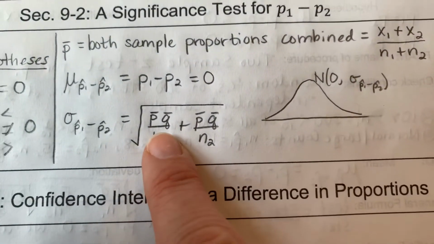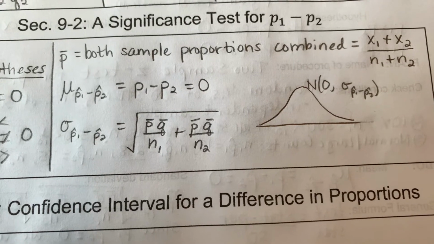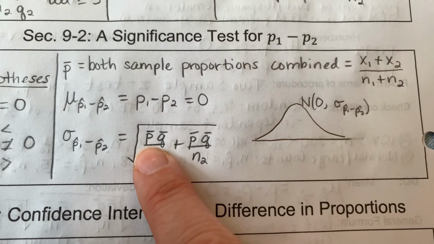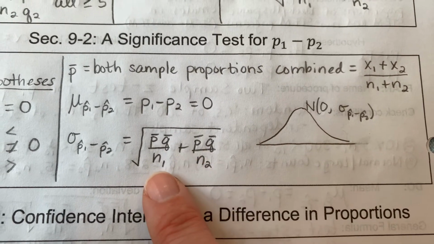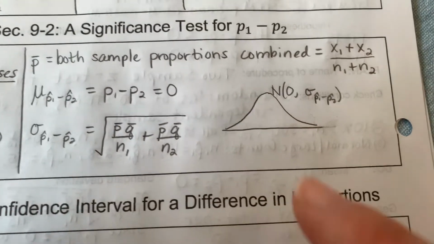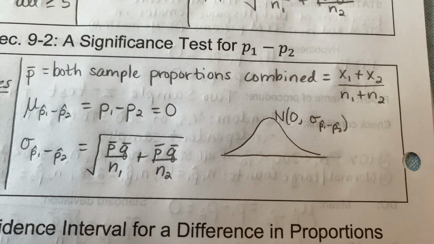So we have to use that pooled proportion, assuming that the two samples are coming from the same population, we combine them. So we use P bar and Q bar here. The only difference is N1 and N2. Okay, so then we draw a normal curve, and again, the mean will always be 0, and then its standard deviation will be what we've written just right here.